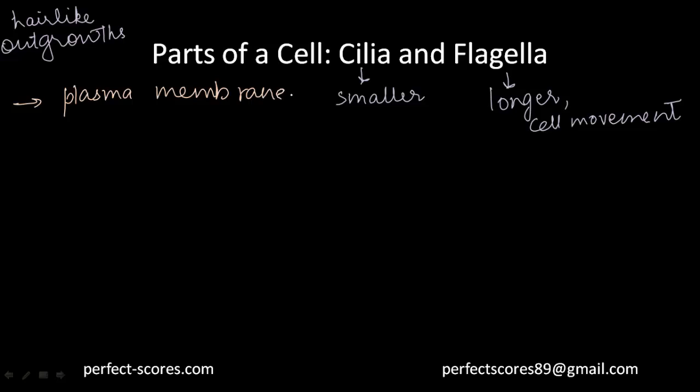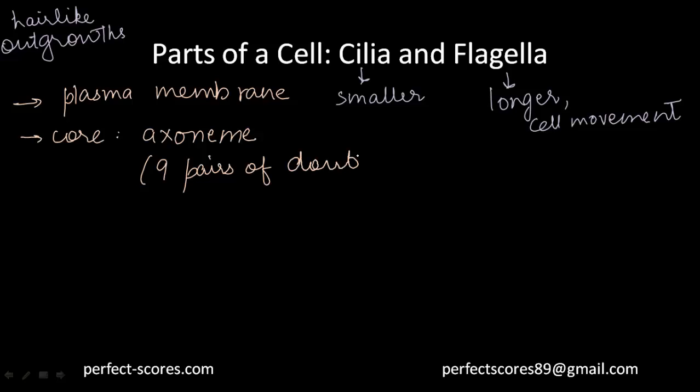And this goes for both of them, both the cilia and the flagella. The core, that means the central area, is known as axoneme. And they have lots of microtubules that are running parallel to the long axis. This usually has about 9 pairs of doublets of radially arranged microtubules in a pair of centrally located microtubules. So such an arrangement is known as 9 plus 2.